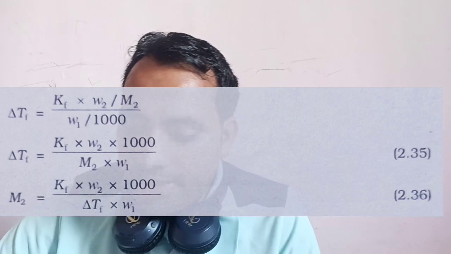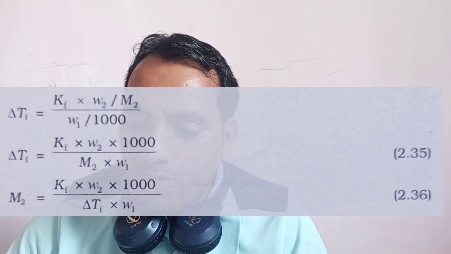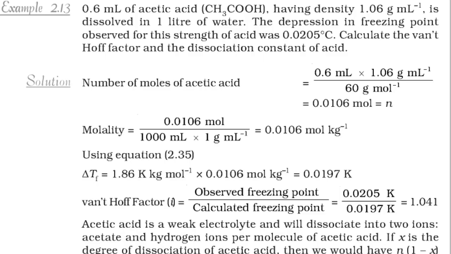For the formula, we use delta Tf equal to Kf into W2 into 1000 upon M2 into W1. The value of delta Tf equal to 0.0197 Kelvin. We can calculate the van't Hoff factor i, observed freezing point depression upon calculated freezing point depression. So the value of the van't Hoff factor is equal to 1.041.